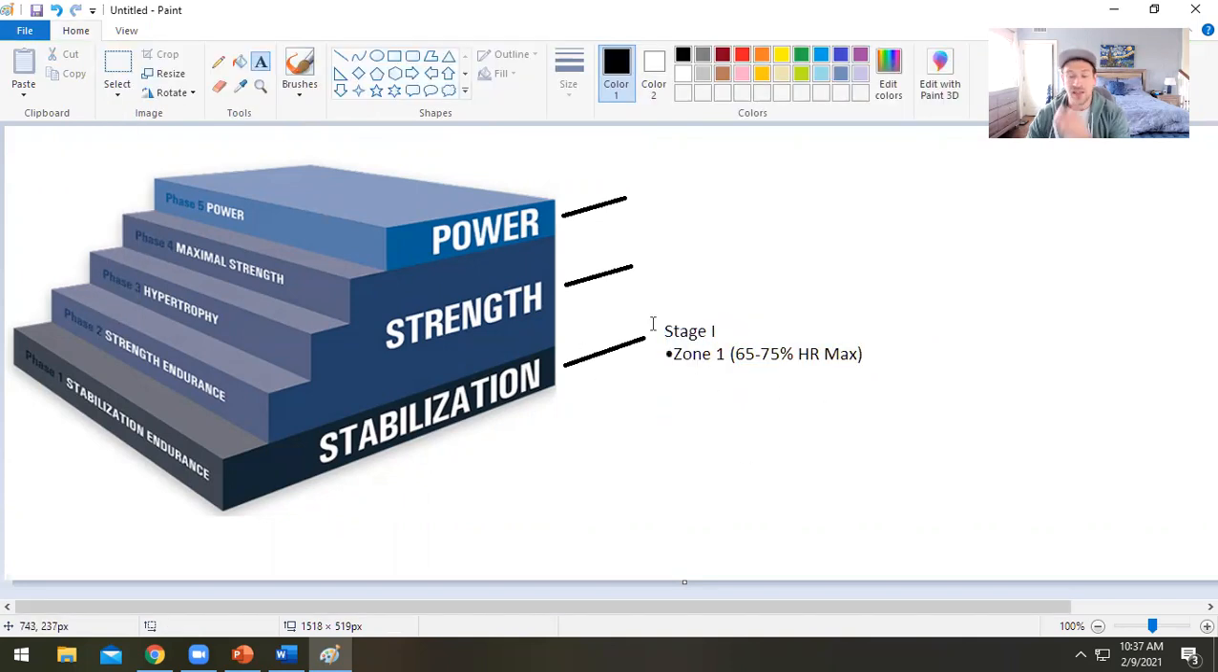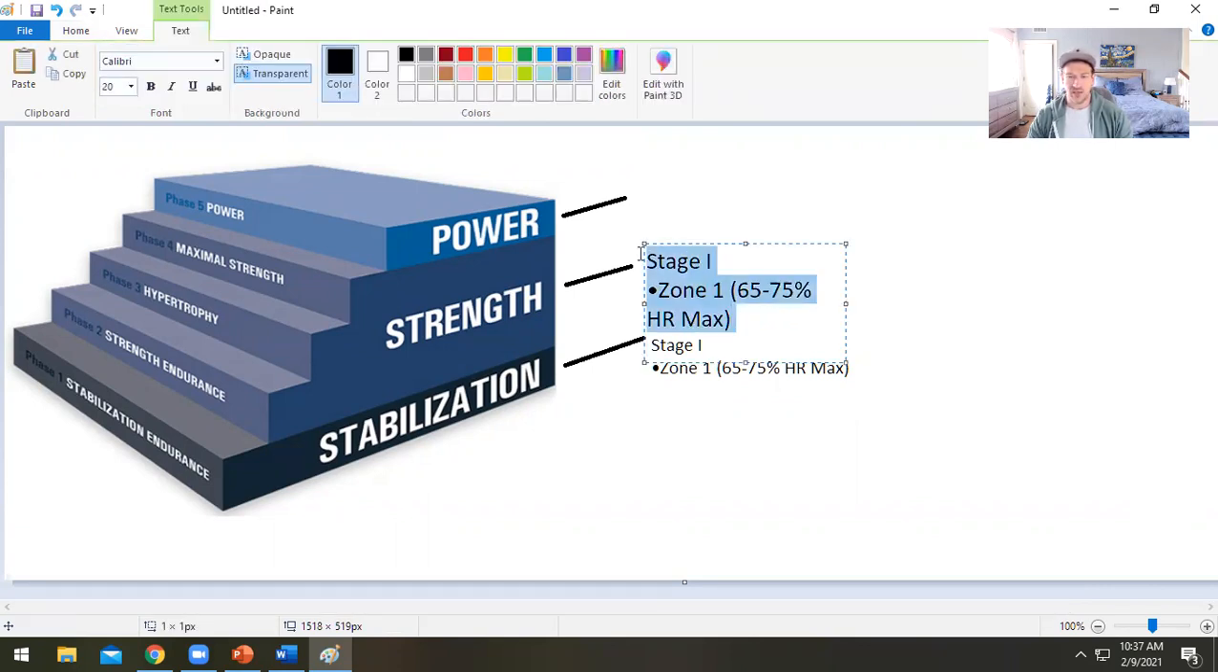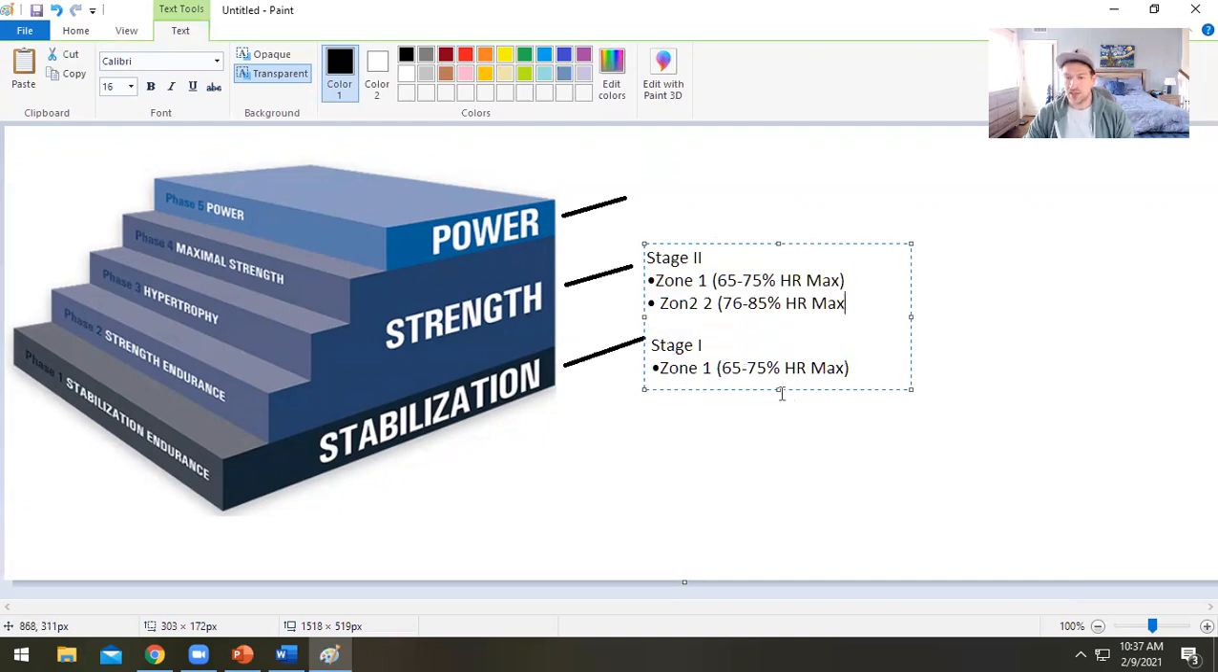So if our client's in the stabilization level, they're going to get stage 1 cardio, which is pretty gentle, right? If they are in stage 2, they're going to qualify for zones 1 and zone 2 actually, which is that 76 to 85% heart rate max. So they qualify for a slightly more intense cardio routine, right?